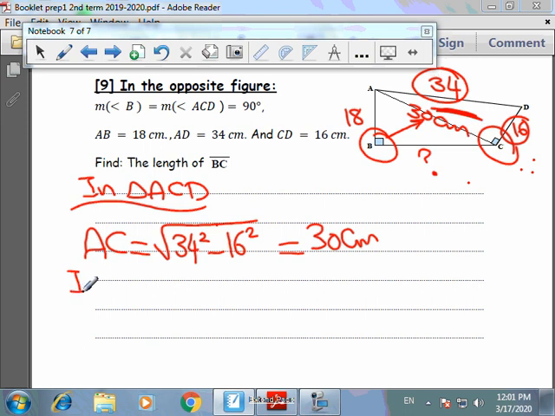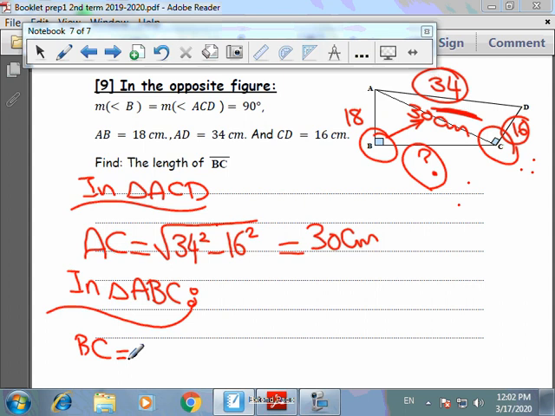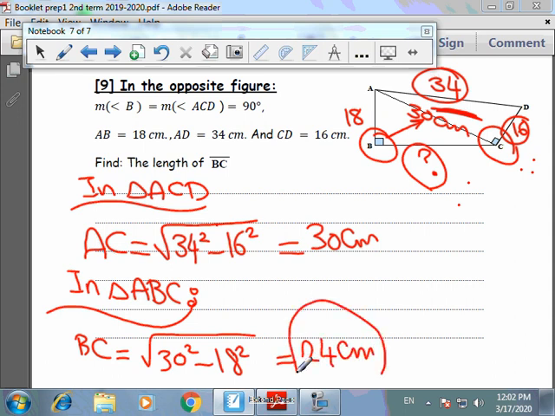Let's go to the other triangle. In triangle ABC, which side is unknown? BC. I would like to find BC. So is BC hypotenuse or a leg? Excellent, it's a leg. So BC equals root 30 squared minus 18 squared. Again, I did subtraction because it's a leg. If I would like to find the hypotenuse, I will add them. So, using the calculator, the answer would be 24 centimeters, and that's the required to find.